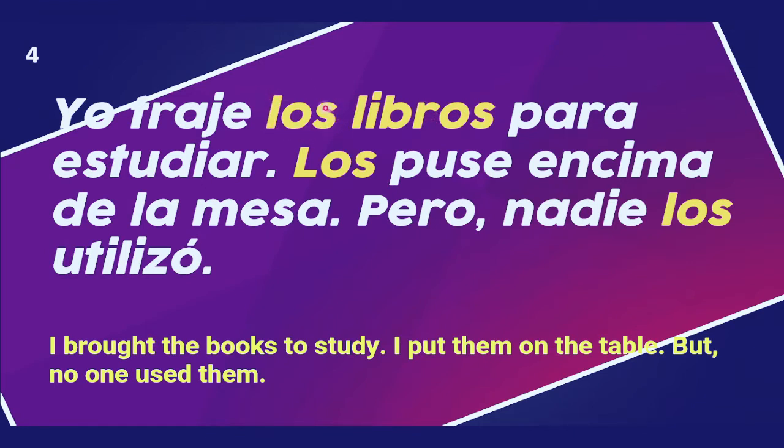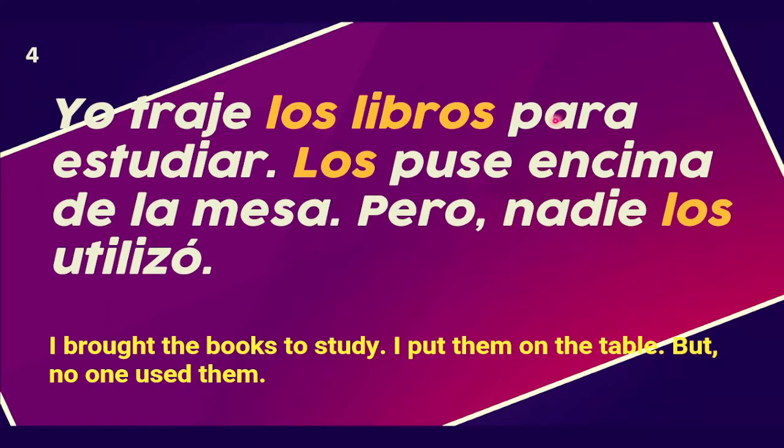They're already giving me the answer: which direct pronoun should I use? I have it here, los. So I'm replacing libros with los. Yo traje los libros para. After para, you don't have to conjugate the verb. See? It's in its infinitive form. After a and after that, you don't have to conjugate the verb either.